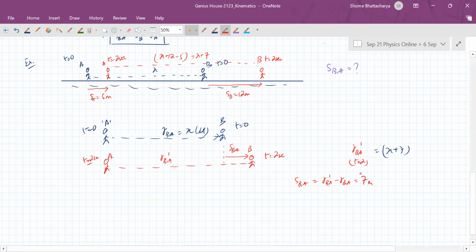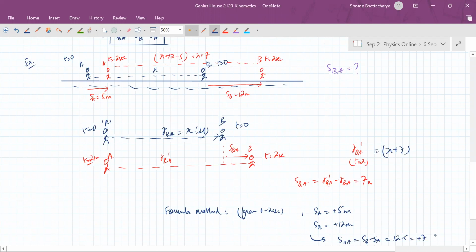Yes, sir. Okay. But now let's also understand it by the formula method. So by the formula method, what is happening is we can see that from 0 to 2 seconds, the individual displacement of A is plus 5 meters and the individual displacement of B is plus 12 meters. So the relative displacement of B with respect to A should be the difference. So it should become 12 minus 5, or plus 7 meters. Okay, which agrees with the logical picture you're seeing also.